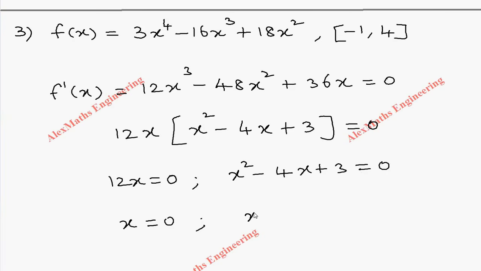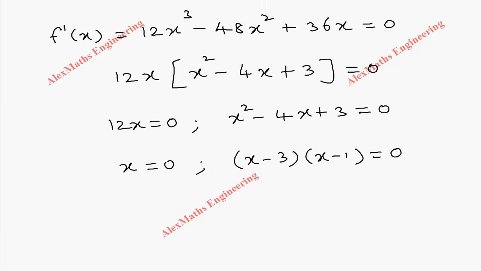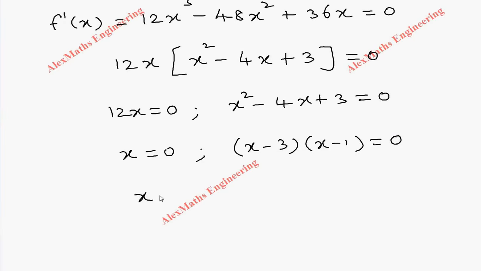We have to factorize this. This is x minus 3 into x minus 1 equal to 0. By equating separately both the factors to 0, we get x equal to 0. By equating this to 0, we get 3. By equating this to 0, we get x as 1. So we got the critical values.